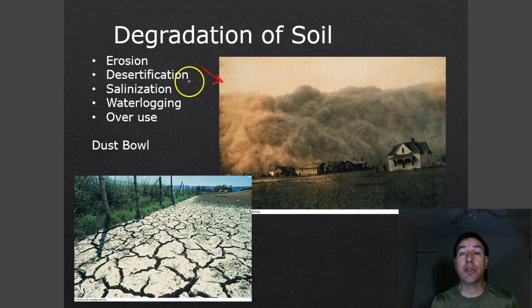Desertification. Desertification is when soils can no longer support life. So if the soil gets to a point where it cannot support plant life anymore, we call that desertification. It doesn't necessarily have to be in a desert location. It's just in an area that can't support any kind of plant life.